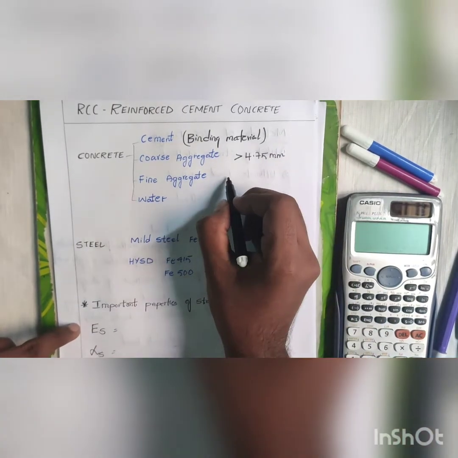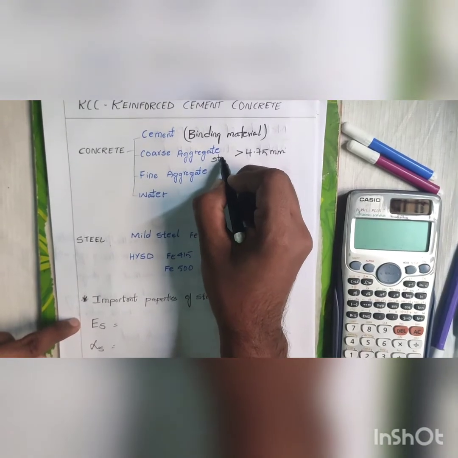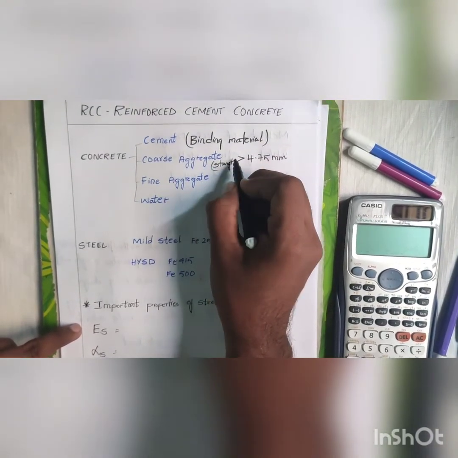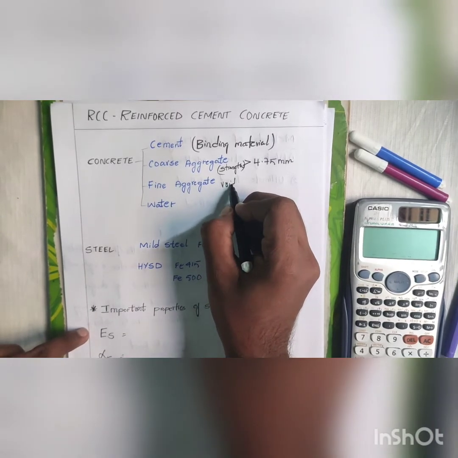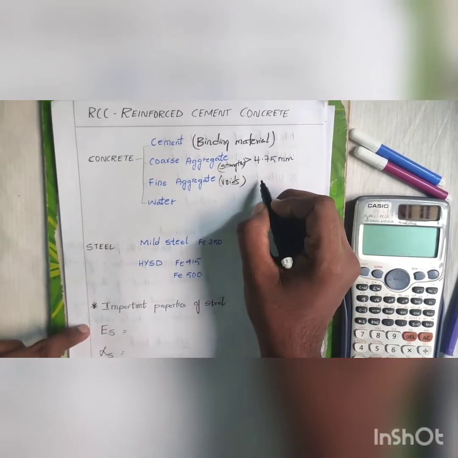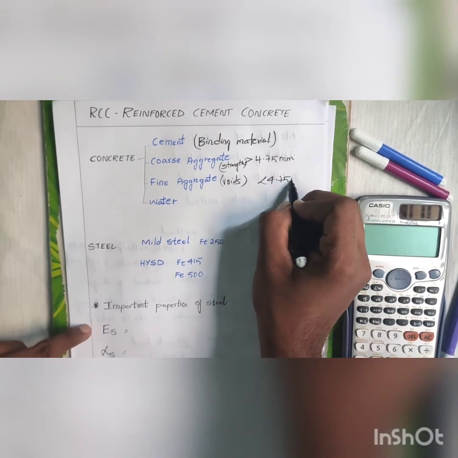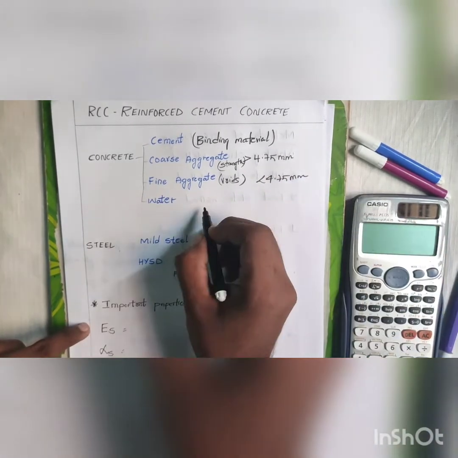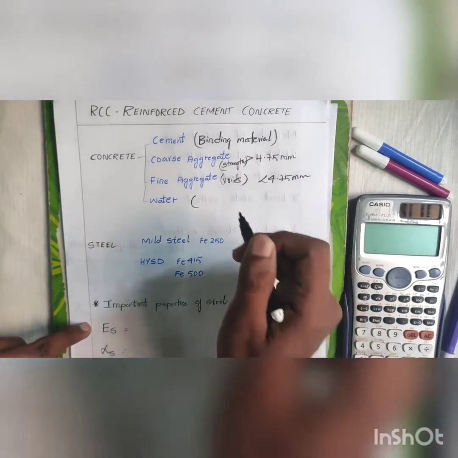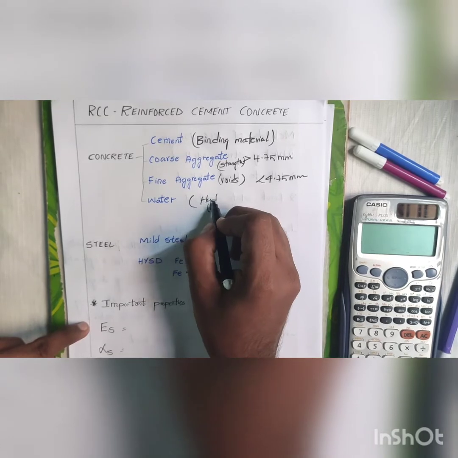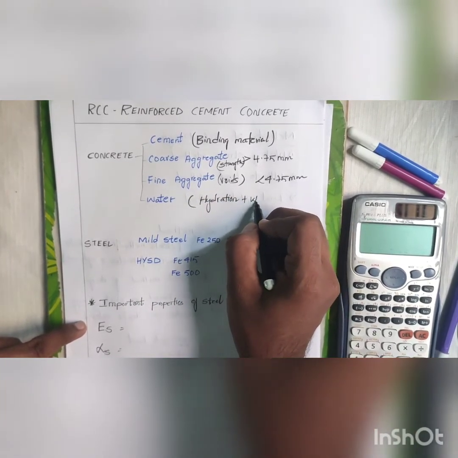Okay. Coarse aggregate is used for the strength. Fine aggregate is used for filling voids, and its size is less than 4.75 mm. And water is basically used for hydration and workability.